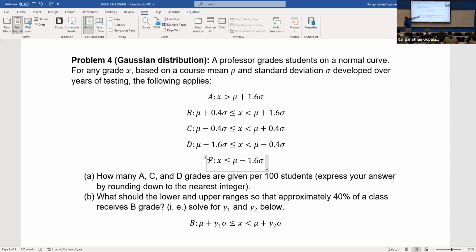Question is, how many A, C, and D grades are given per 100 students? Express your answer rounding down to the nearest integer. Before we solve it, what would be your strategy? What does this represent first? X greater than mu plus 1.6 sigma. Like our x greater than C case? It's like our x greater than C case, that's correct.